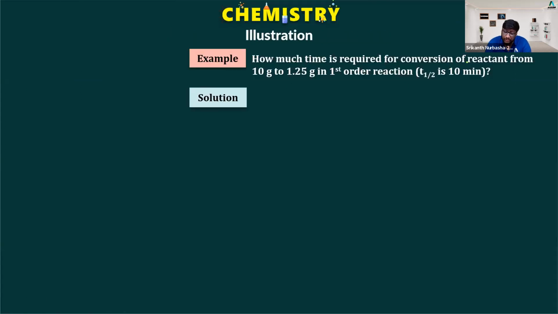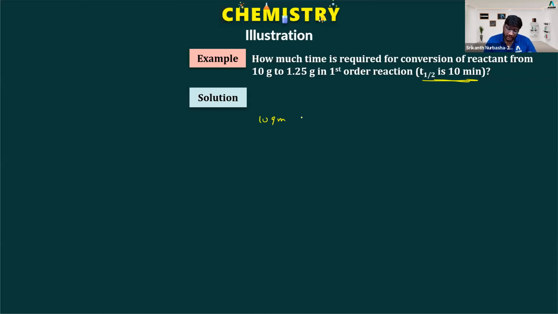How much time is required for the conversion of reactant from 10 gram to 1.25 gram in a first order reaction? T half is 10 minutes. How much time is required? Try to solve. Without using the formula, you can solve. With the formula, everyone can solve.